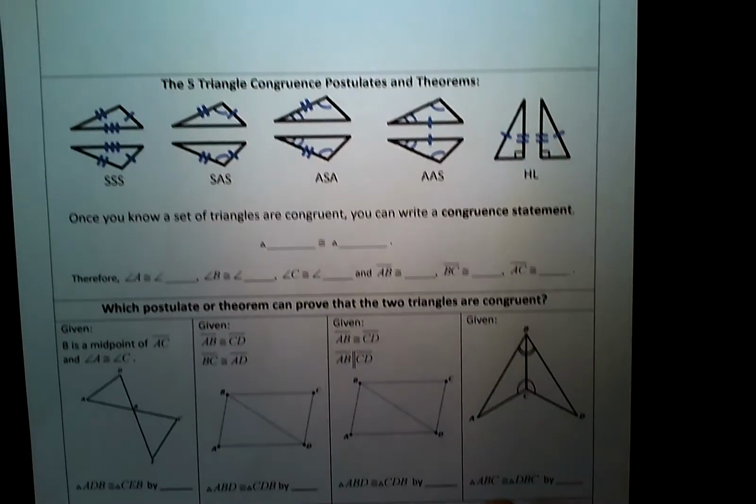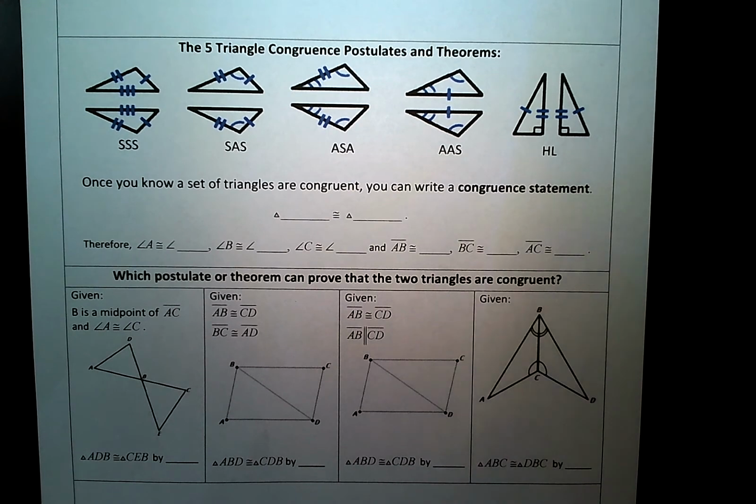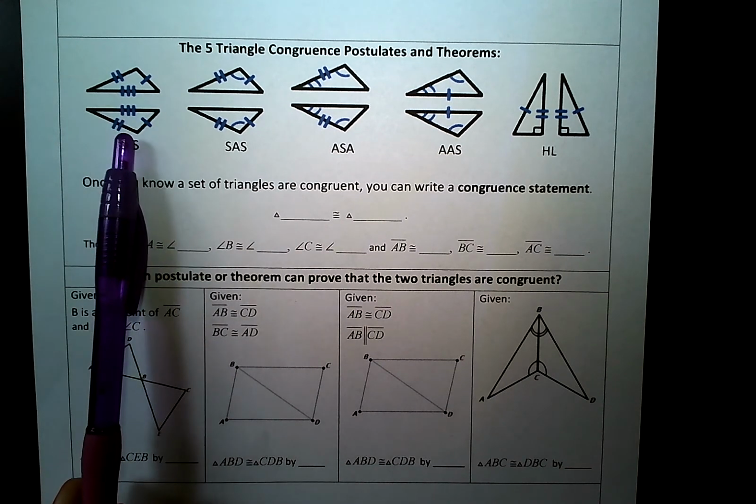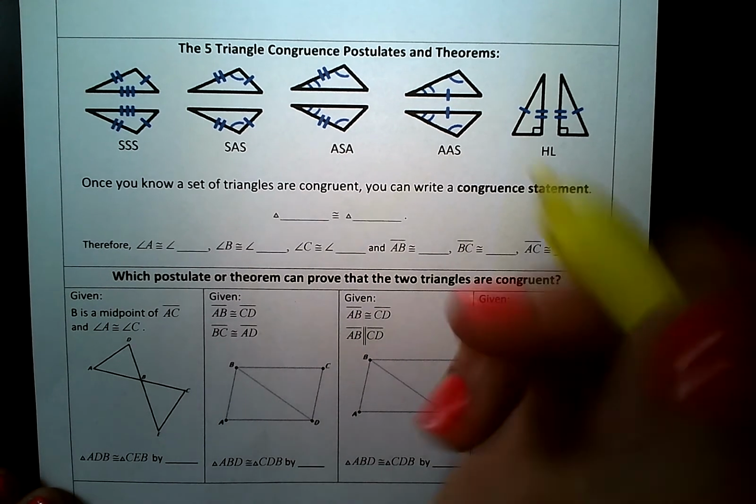Here's a little bit of foundational information to understand about congruent triangles. There are 5 different postulates and theorems that can prove that triangles are congruent. And I've drawn them out here. We've got where 3 sides of one triangle are congruent to 3 other sides of a triangle. We've got 2 sides and the included angle. Now this part's really important.